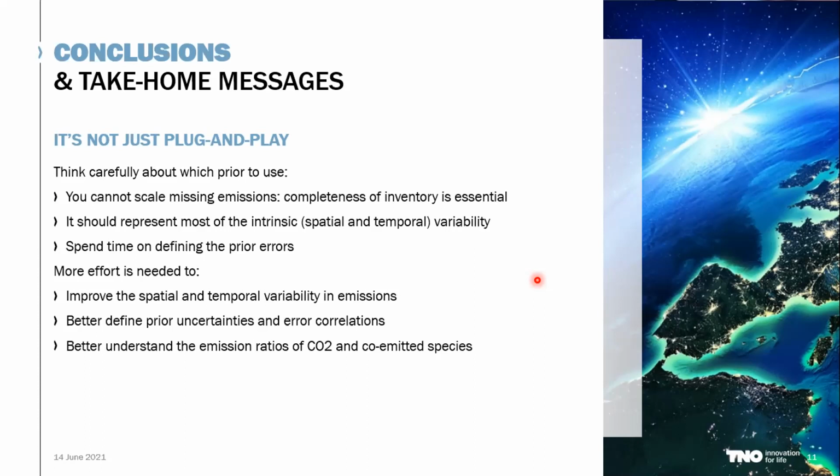So what I think is needed to improve on CO2 inverse modeling efforts is to spend more time on spatial and temporal variability in the emissions. Again, it's mostly on urban scales, but also to better define the prior uncertainties and error correlations, something that we intend to work on ourselves as well. And I think it's very useful to include co-emitted species, but it also means that we need to know much better the emission ratios of these co-emitted species with CO2.